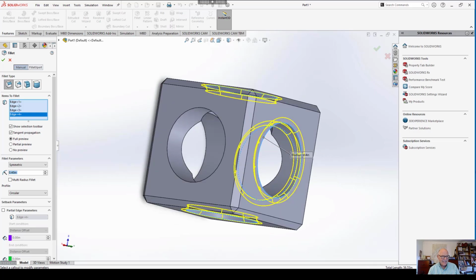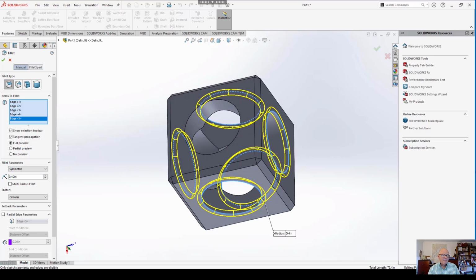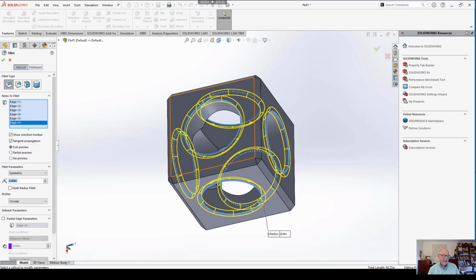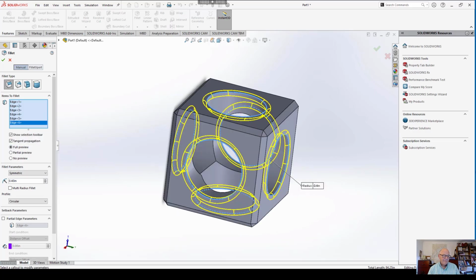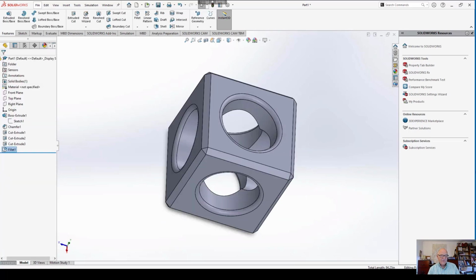Don't pick the inside edges. Pick the ones on the outside like that and like that. That should be all of them. It is. So now when I pick the green check, they're all the same size.